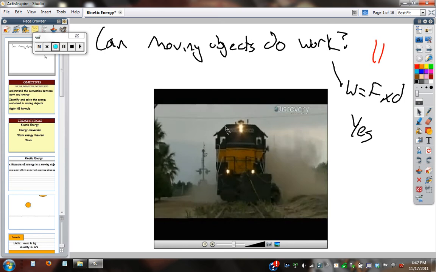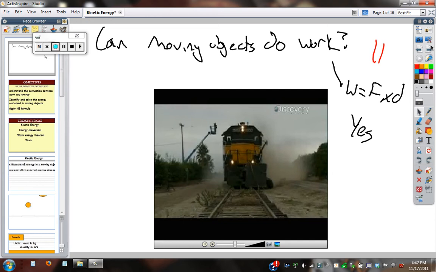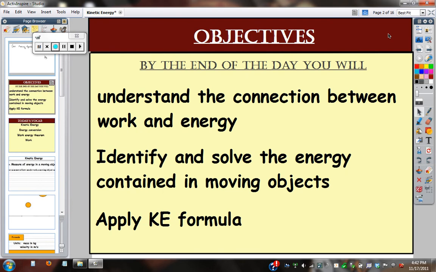All right, so let's move on. Here's what our topics are. One video is going to be on basic and proficient ideas around kinetic energy, and the last one's going to be on advanced. Understand the connection between work and energy. Identify and solve the energy contained in moving objects, and apply the kinetic energy formula.